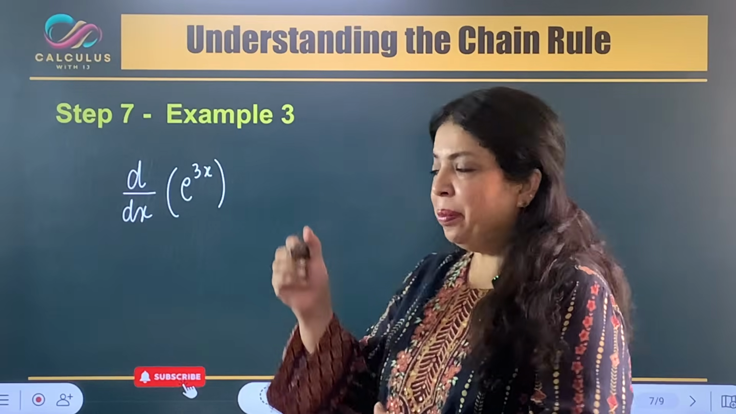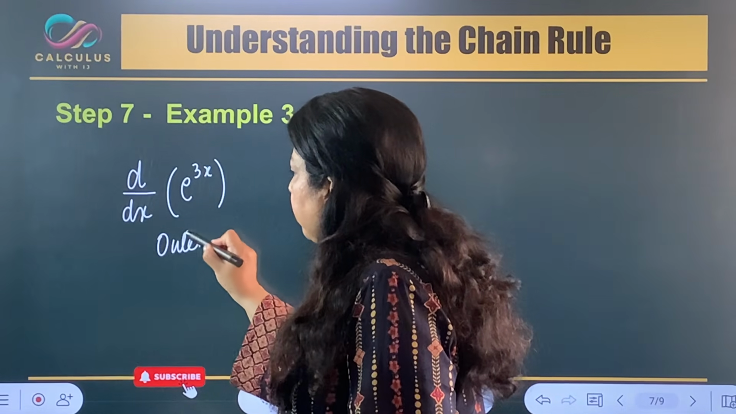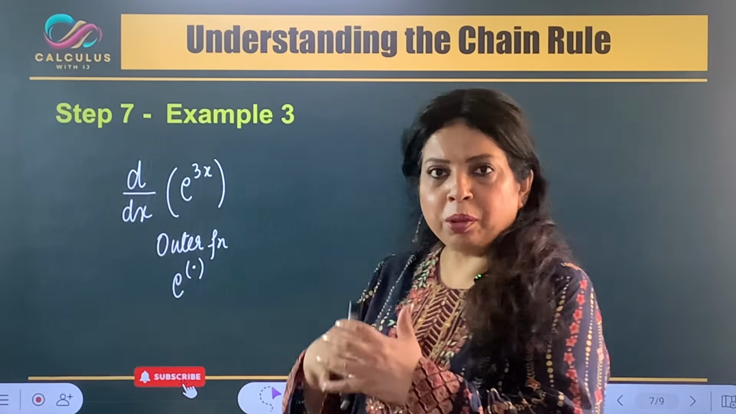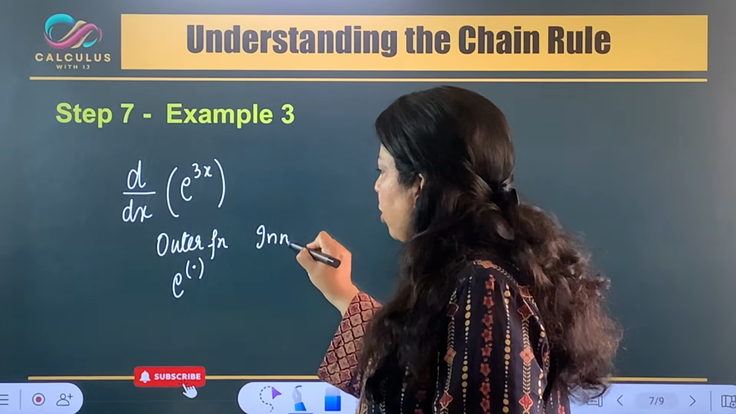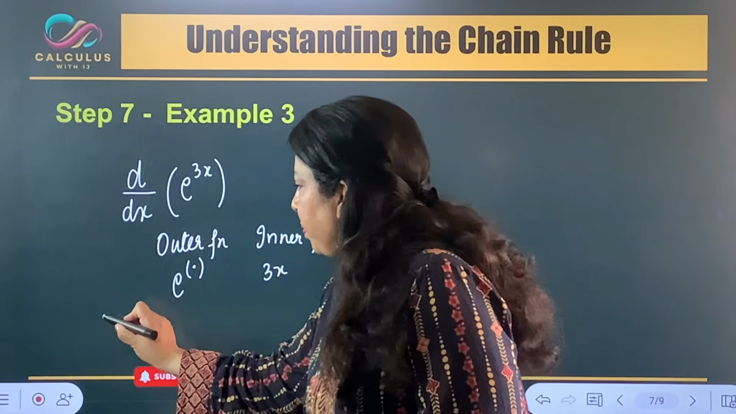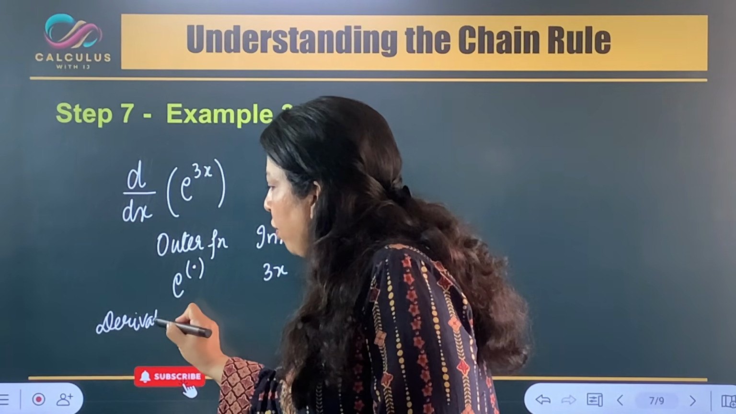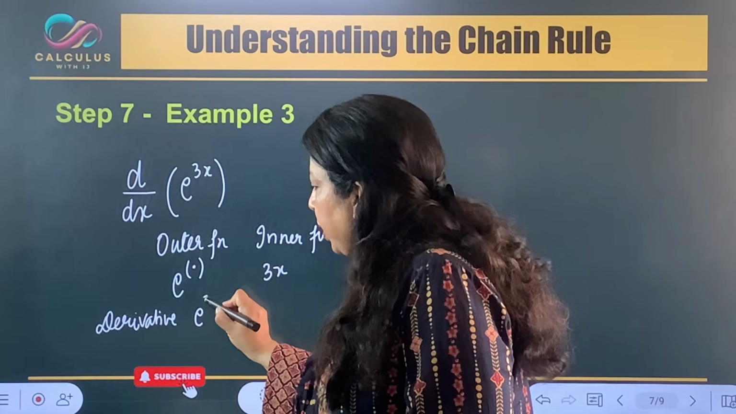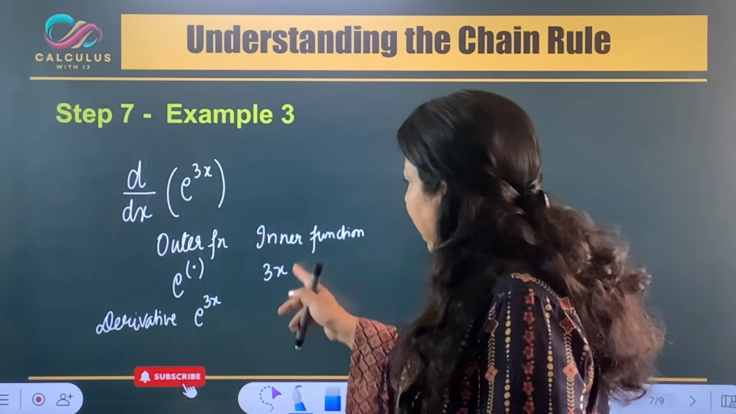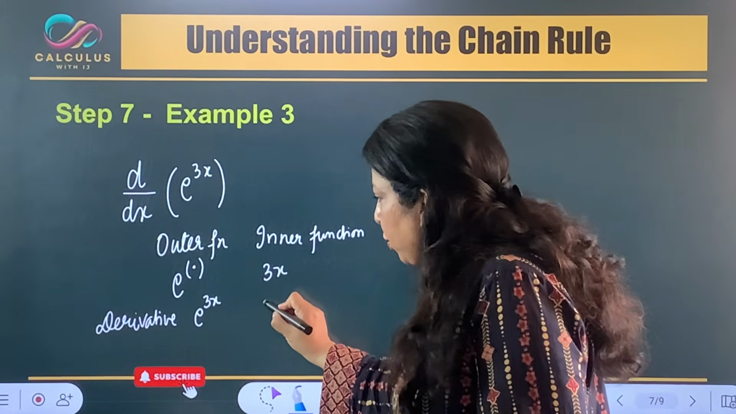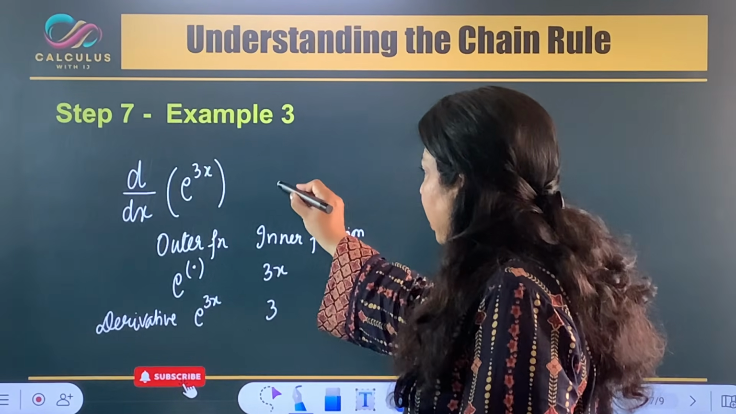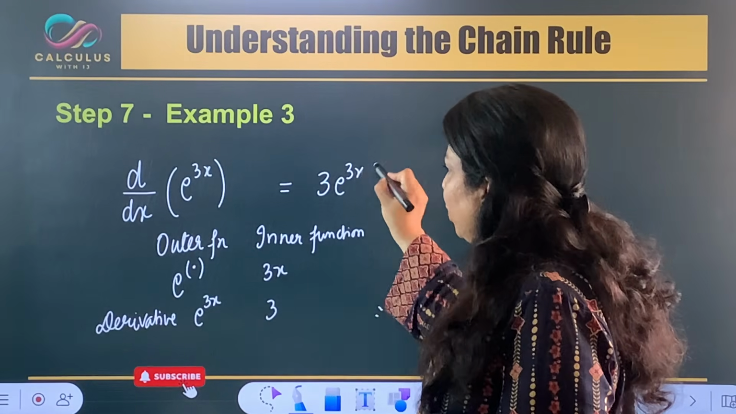Now in this example, the outer function is exponential function, e to the power something, while the inner function is 3x. So derivative of outer function is e to the power 3x only, because derivative of e to the power x is e to the power x only, and derivative of inner function is 3. Derivative of 3x is 3. So the final result is 3 e to the power 3x.